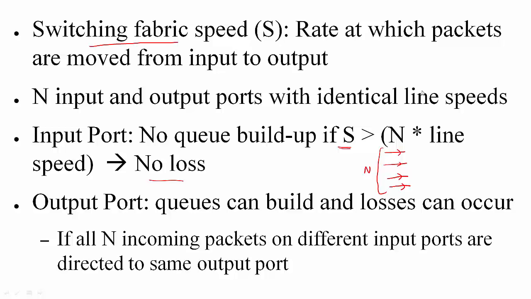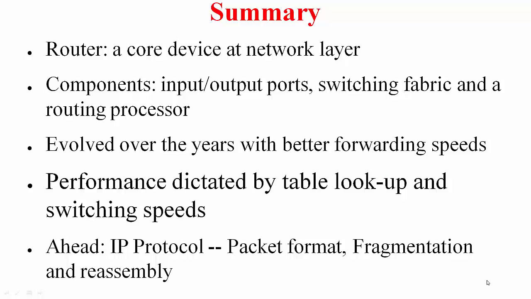However, queues can build up at the output port because the output line is operating at the line speed, and in the worst case, if all these input ports have packets for the same output port, then your incoming rate is n times line speed, whereas your outgoing rate is only line speed, in which case the queue will start to build up and you have to drop packets because there is only so much memory space that you can allocate per output port. So increasing the switching speed by clever architectures is another area of research in router design.